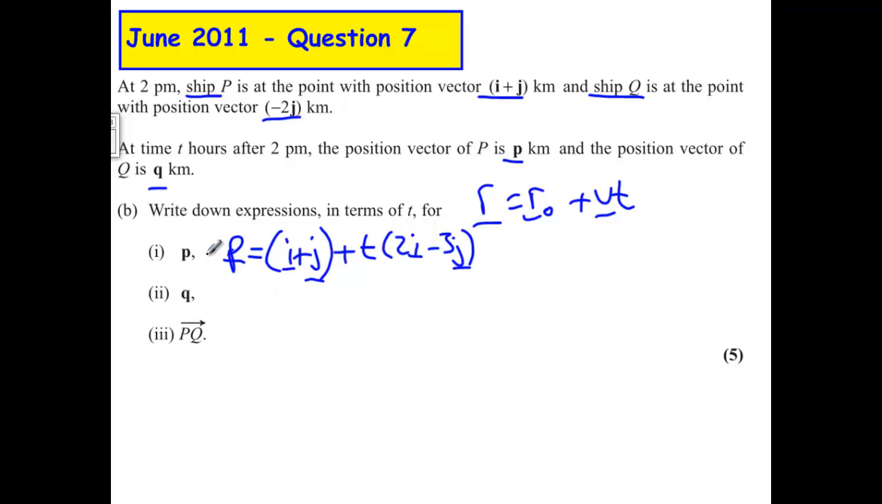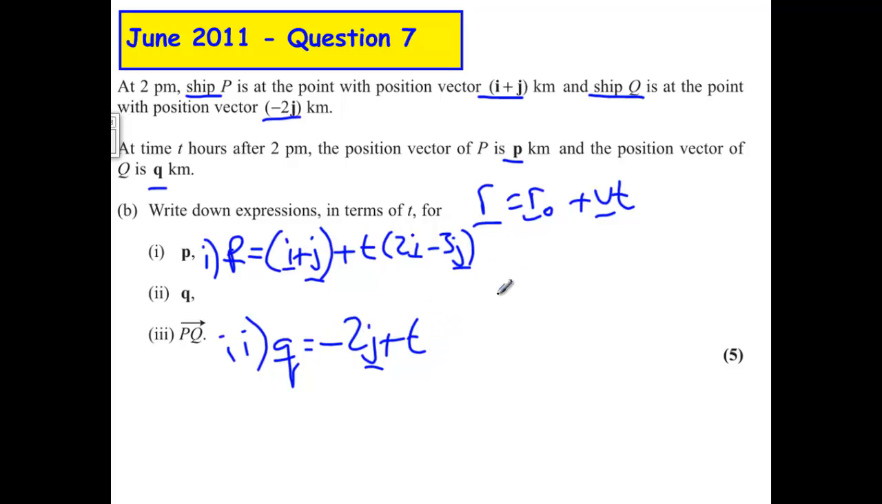Now doing exactly this, that's part 1. Doing exactly the same thing for part 2, for q, its initial position vector at 2 p.m. is minus 2j. And then we're going to add on time. This is a variable, it could be any number, and depending on what number we substitute for time, that obviously affects what position vector q is at.